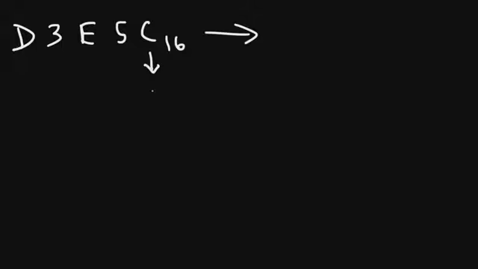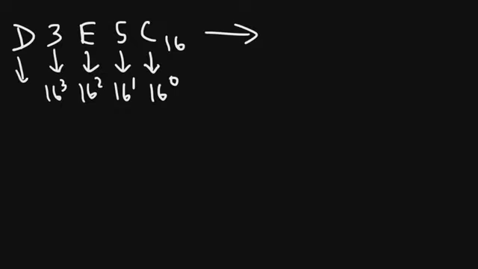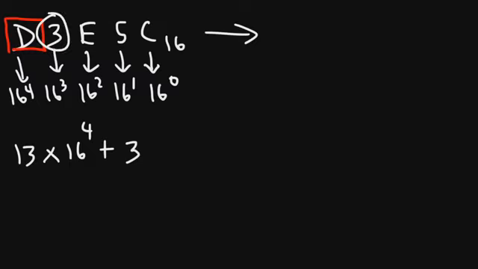So we're going to multiply the first one by 16 to the 0, and then the second one by 16 to the first, and then 16 squared, and then 16 to the third, and for the fifth digit, it's going to be 16 to the fourth. So let's begin by converting D into its decimal value. So D corresponds to 13. Thus, we're going to have 13 times 16 to the fourth power. And then the next number is 3. So it's going to be 3 times 16 to the third. And then we have E.